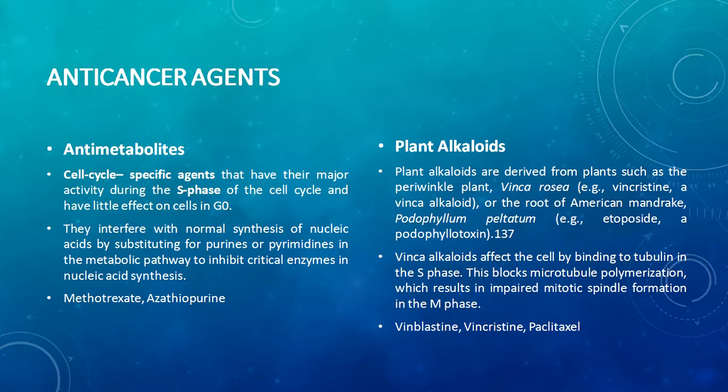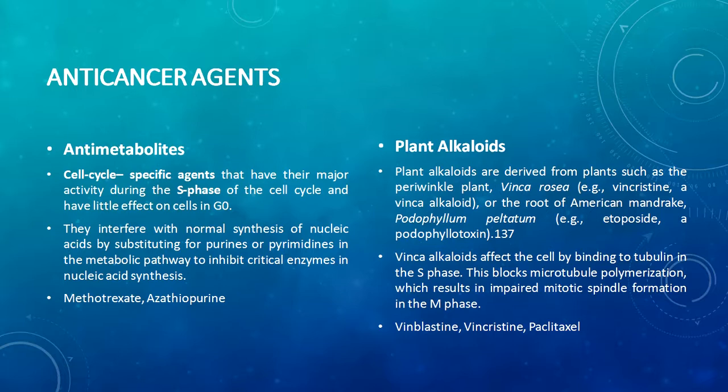The next category is anti-metabolites. These are cell cycle specific agents that have their major activity during the S phase of the cell cycle and have little effect on cells in G0. They interfere with normal synthesis of nucleic acid by substituting for purine or pyrimidine in the metabolic pathway to inhibit critical enzymes in nucleic acid synthesis. Examples are methotrexate and azathioprine.